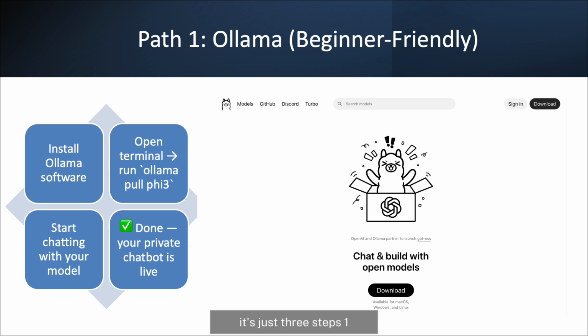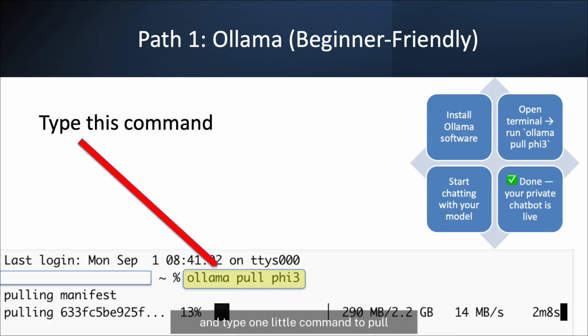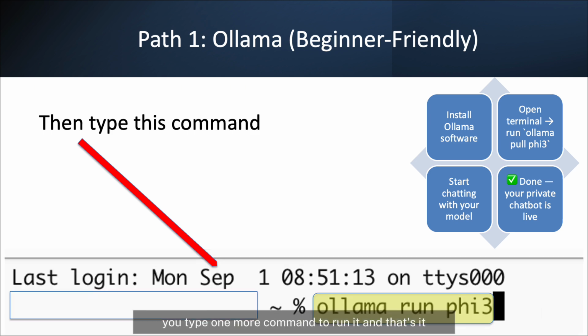It's just 3 steps. 1, you install the Ollama software, just like any other program. 2, you open up your terminal or command prompt and type one little command to pull, which just means download, an AI model. And 3, you type one more command to run it, and that's it. You're chatting. It's that simple.